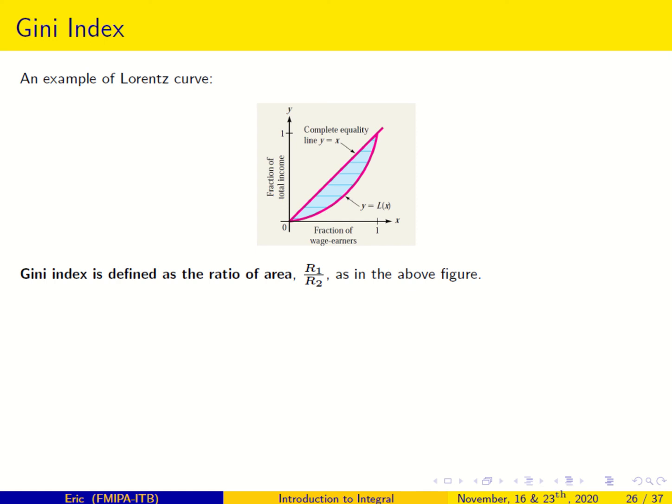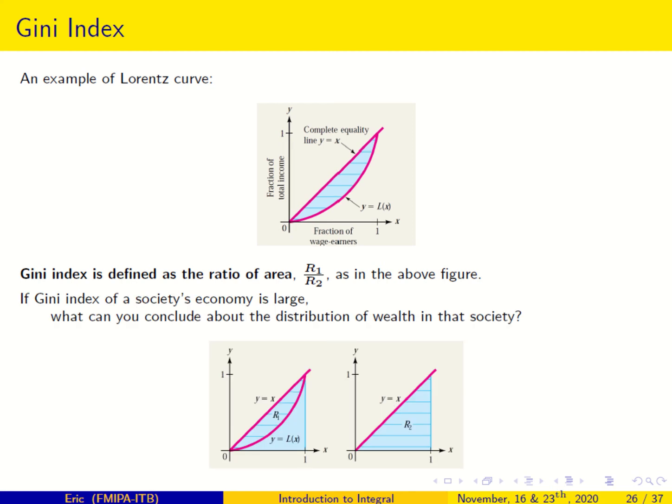So the Gini index is defined as the area of R1 divided by R2 in this figure. So this is R1. This is y equals x. This y equals L(x) is this one. So R1 divided by R2 is what we usually call the Gini index.